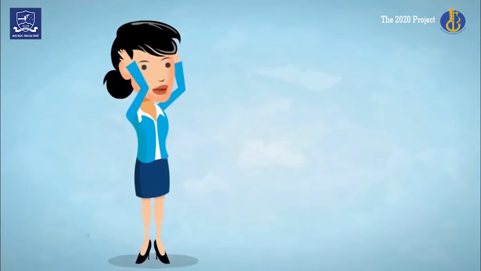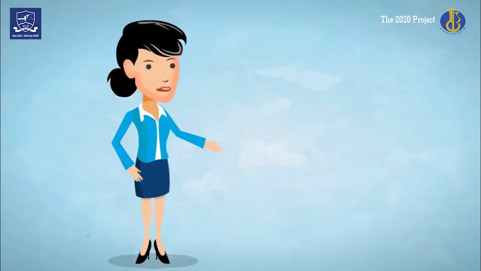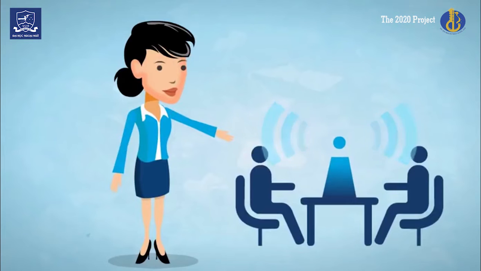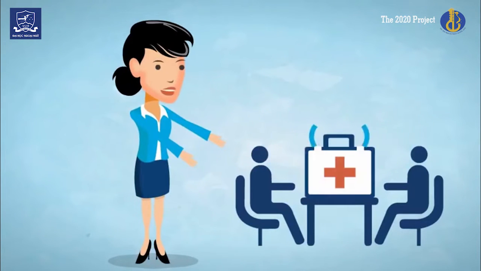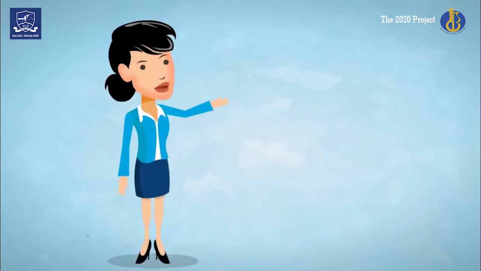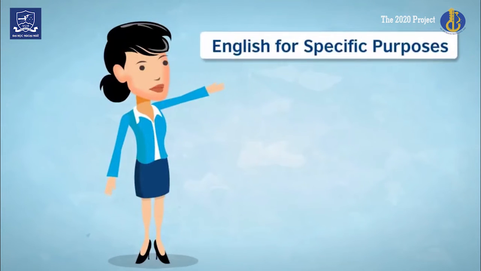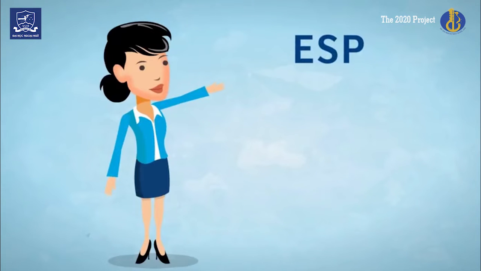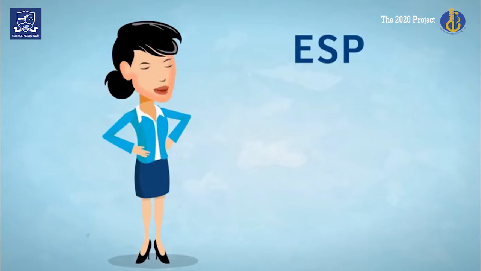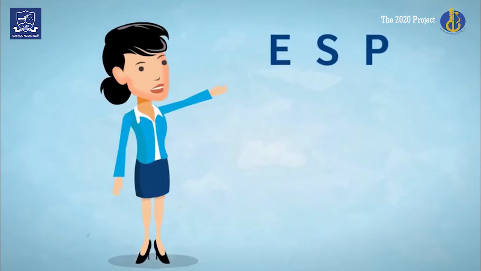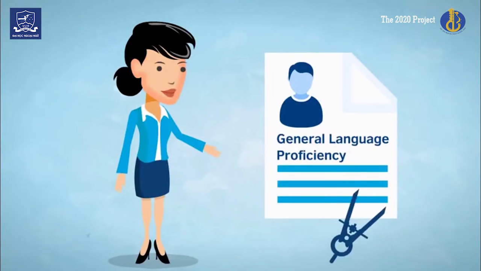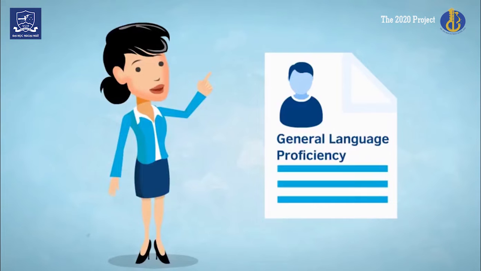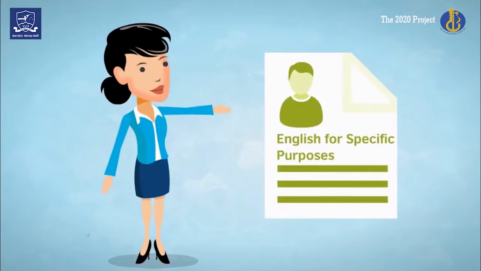We usually think about English language as being either focused on everyday communication or for communication in specific situations, like business or medicine. This second type of language is called English for Specific Purposes, or ESP for short. Now, you might think that ESP tests are just tests of general proficiency with some technical vocabulary thrown in. But actually, they really are quite different.